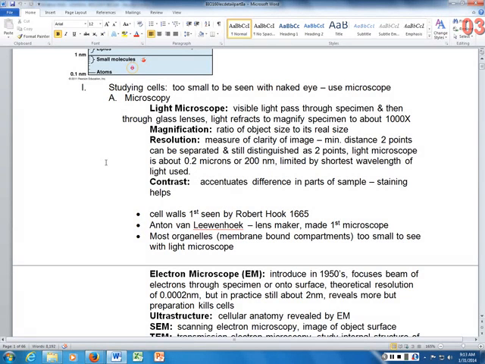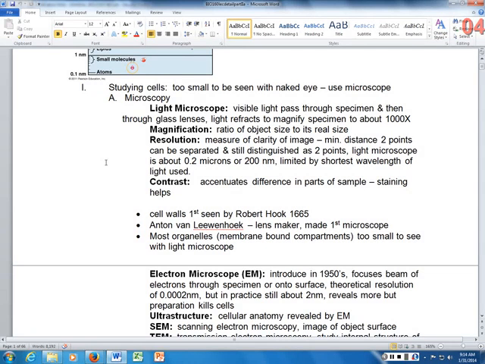The resolution is the clarity of the image. It's the minimum distance that you need between 2 points where you can still separate them as 2 points. If it doesn't have good resolution, 2 points start to appear as 1 point. With the light microscope, it's about 2 microns or 200 nanometers. It's limited by the shortest wavelength of the light used, so there isn't really anything we can do to change that. There is a visible spectrum of light that human eyes can see, and unless you get different eyes, that is the best you're going to get out of a light microscope.